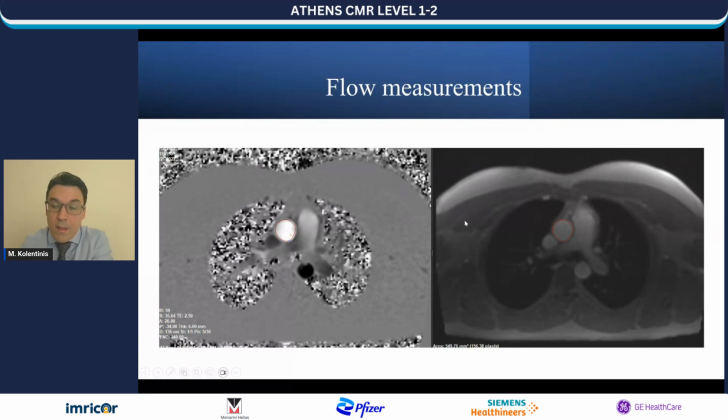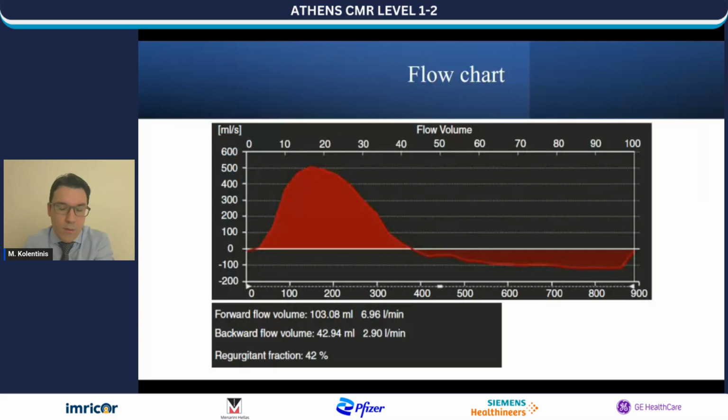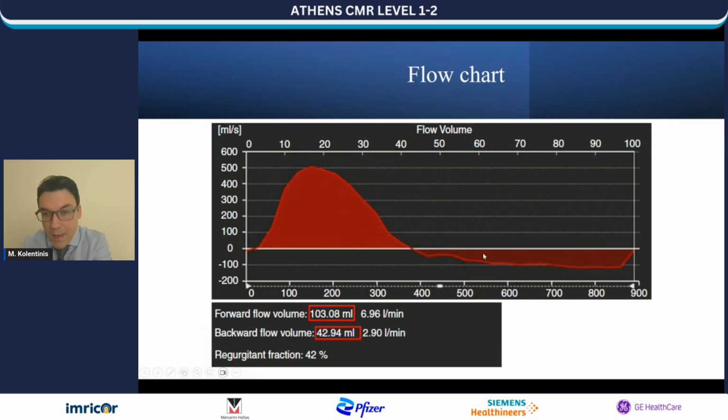You can see that the algorithm and the program automatically tracks the borders of the vessel, and through the flow measurements, it produces this chart. This is a very helpful chart because it allows us to calculate the forward flow volume, which is this part, the backward flow volume, which is the part during diastole, and of course, the regurgitant fraction.